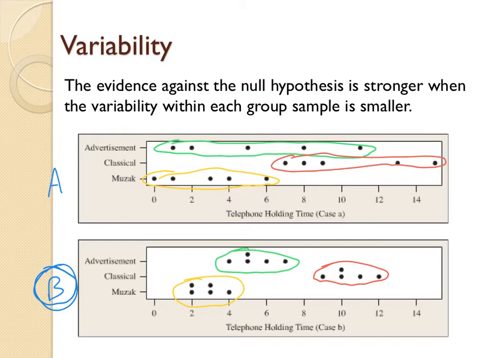So when we see this picture, there are two terms that you'll see thrown around. We talk about the variability within each group, and we talk about the variability between groups. So here, this has a higher variability within the groups.